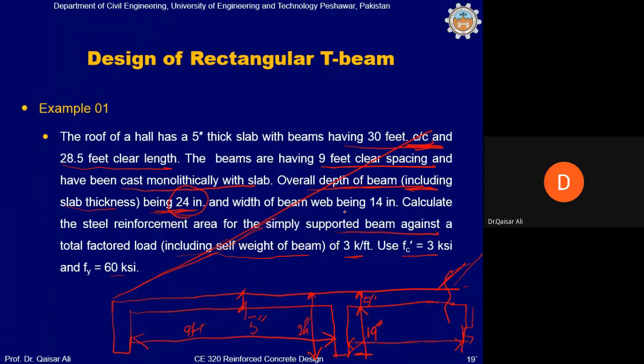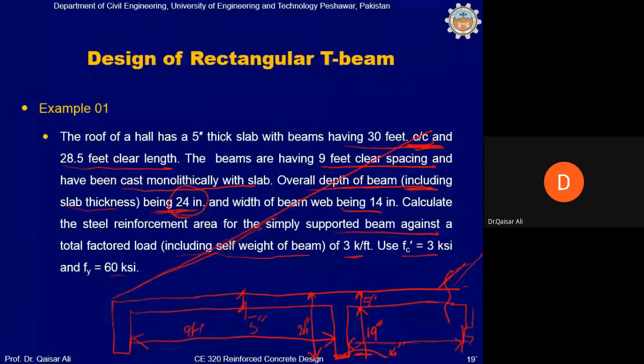The width of the beam is 14 inch. This is 14 inch. You are required to calculate the steel area for the simply supported beam, so you can use Mu = wuL²/8. Since it is a simply supported beam, you will have only positive bending moment, with maximum positive bending moment at the midspan.